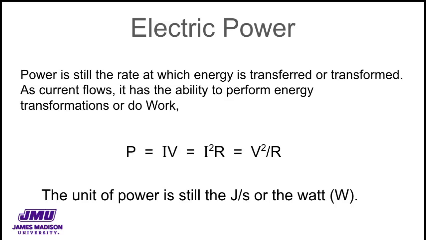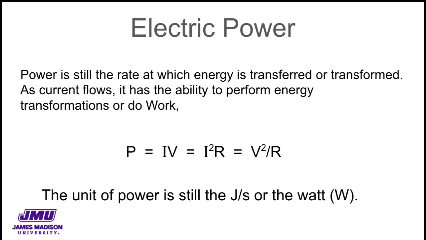So for example, if you know the resistance of a circuit and the voltage, but not the current, or you know the resistance and the current, but not the voltage, you can use Ohm's law to find the missing piece and then find power. Or you can just say that I squared R and V squared over R are the combination of P equals IV and Ohm's law.